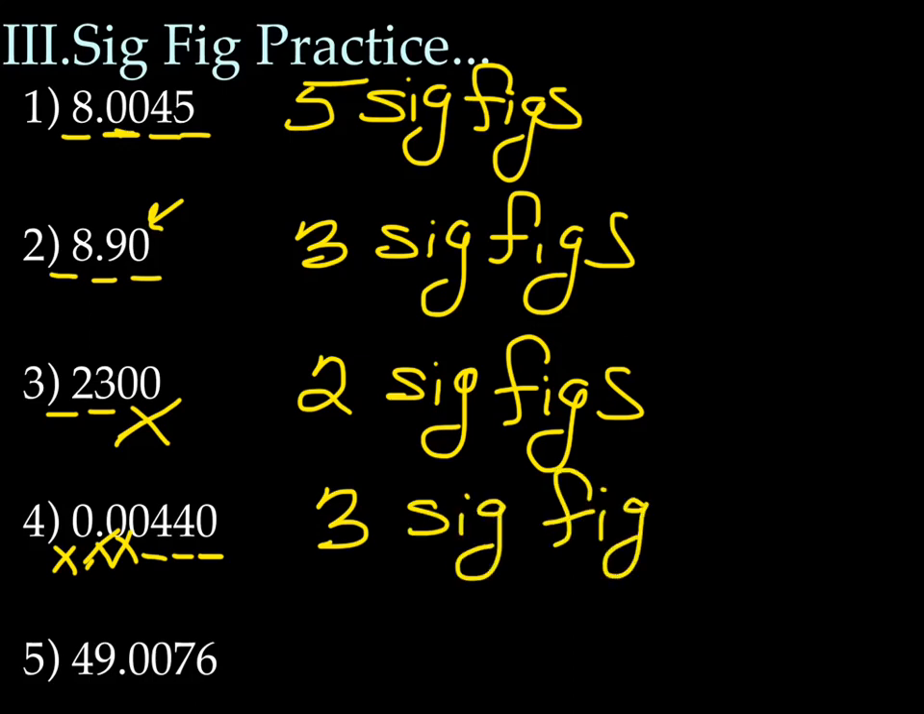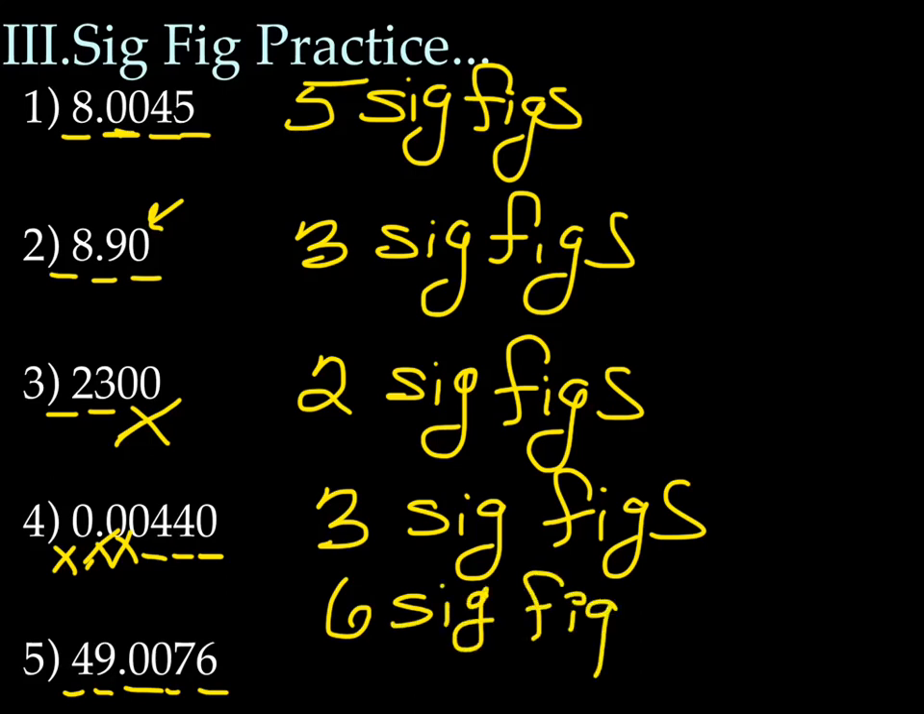Right? And the last one is number 5. 4, 9, 7, 6 are all significant because they are non-zero digits. These 2 zeros are also significant because they're between non-zero digits. So we have a total of 6 sig figs. All right, that's the end of the lecture. As I keep saying, please review anything you're not feeling comfortable with. Write down your questions so we can talk about it.